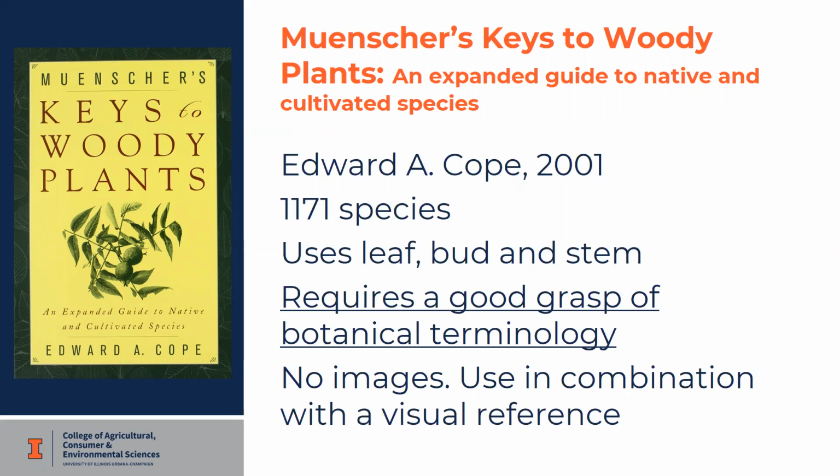The book is based off of Walter Muncher's Keys to Woody Plants, which had 6 editions between 1922 and 1950. Edward Cope basically took up the publication and expanded it to include additional cultivated and naturalized species. So the current edition has about 1,100 or so plant species within it. It contains 2 keys, one large key which encompasses all those plants, and then a second, abridged key that just focuses on those native and naturalized species. So if that's what you're looking for.